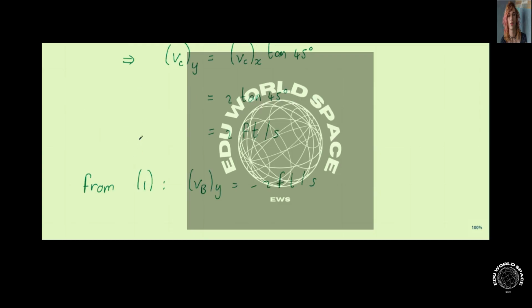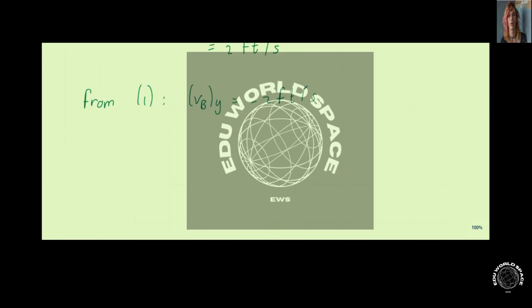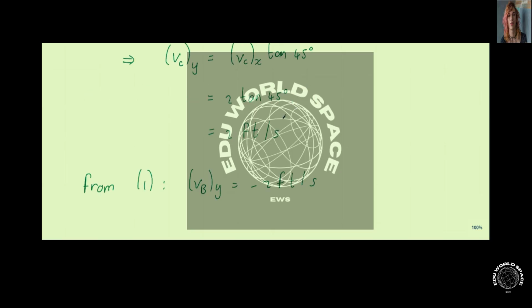And then we can calculate vby. So from equation 1, we get the y component of vb to be minus 2 feet per second. So we calculated vby to be minus 2 feet per second, and vc is 2 feet per second i plus 2 feet per second j.